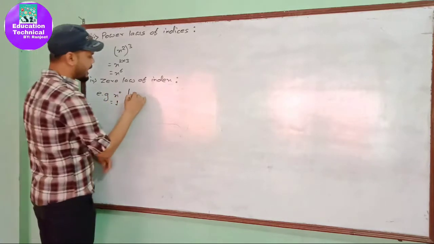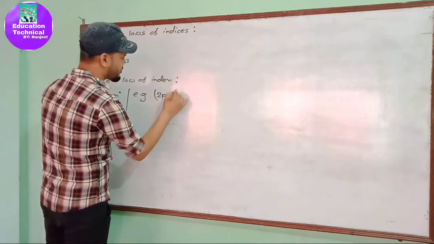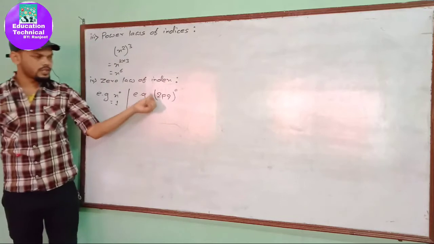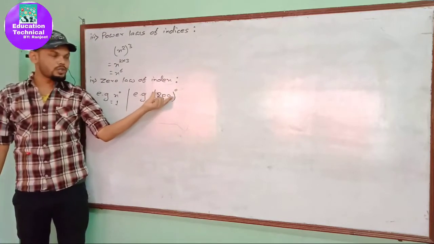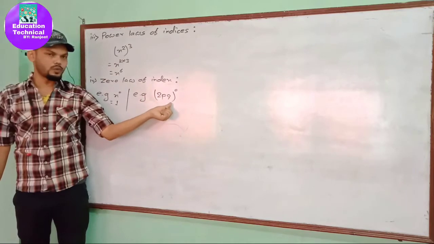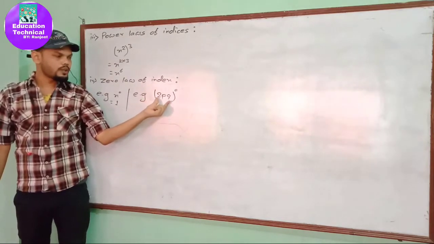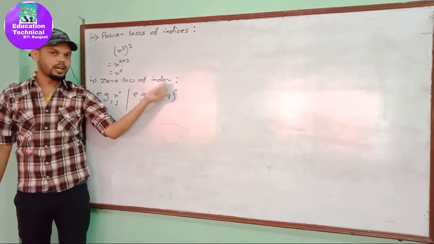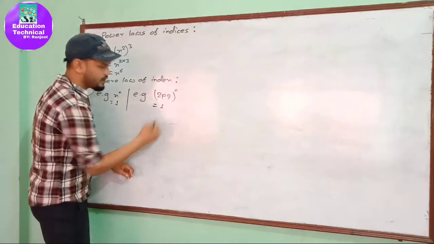We can take another example. Suppose (2pq) whole power 0. Here the power is for the whole value 2pq, which means this is our base. So the power of the base is 0, which means the value will be 1. So simply we can write 1.